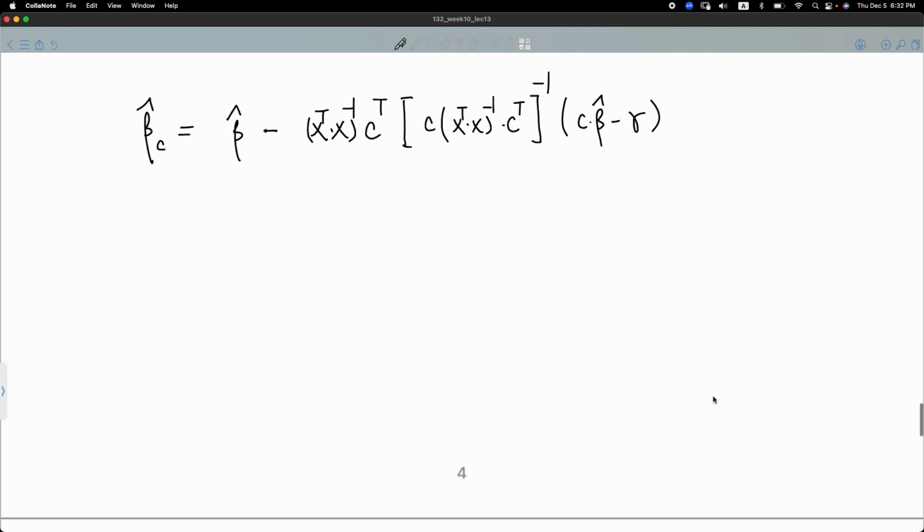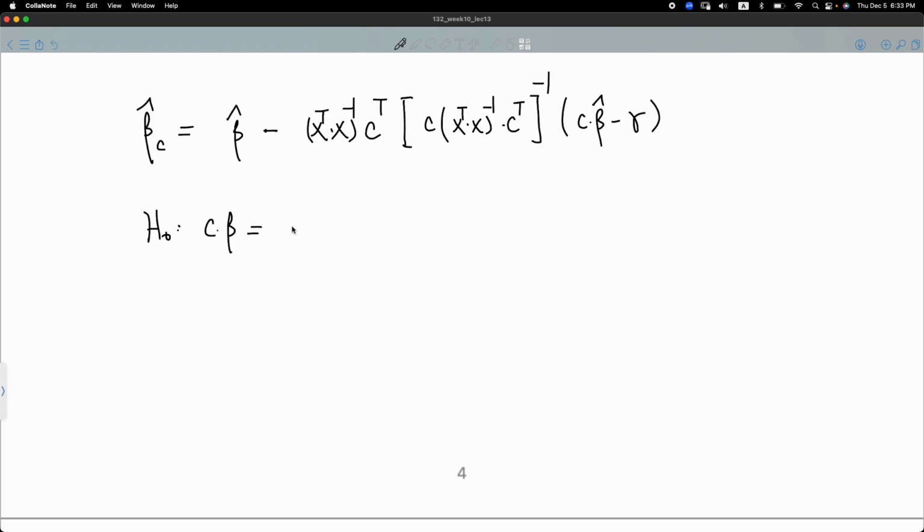But either way, everything on the right hand side is given. So that means you are able to get a solution for your constraint optimization or your constraint estimate. So let me provide one final remark regarding this, which is how we perform hypothesis testing for the constraint.